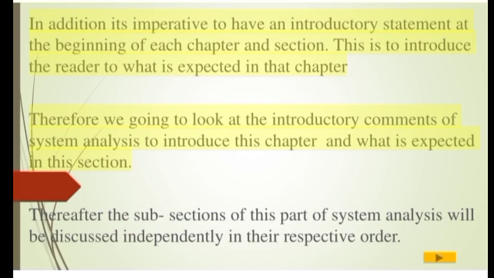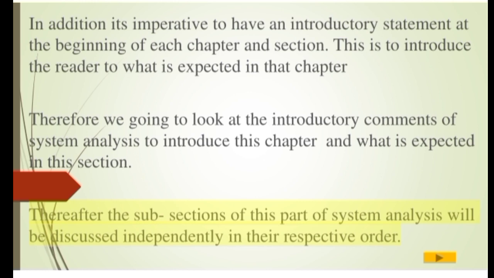In addition, it's imperative to have an introductory statement at the beginning of each chapter and section. This is to introduce the reader to what is expected in that chapter. Therefore, we are going to look at the introductory comments of system analysis to introduce this chapter and what is expected in this section. Thereafter, the subsections of this part of system analysis will be discussed independently in their respective order.